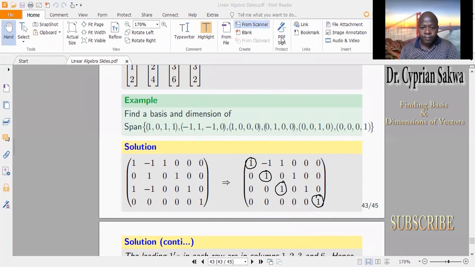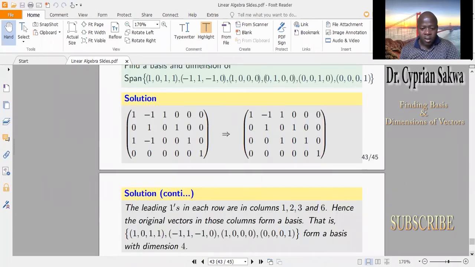So let's see. What did I say? What I say is that the leading ones in each row are in column 1, column 2, column 3 and column 6. Hence, the original vectors in those columns form the basis. That is, the basis will be this set. And what is the dimension? The dimension of this vector space will be the number of elements in this set. 1, 2, 3, 4. So that is dimension 4.